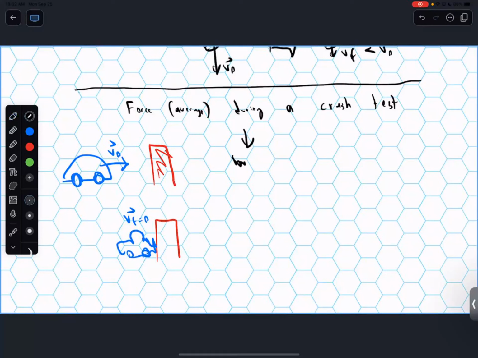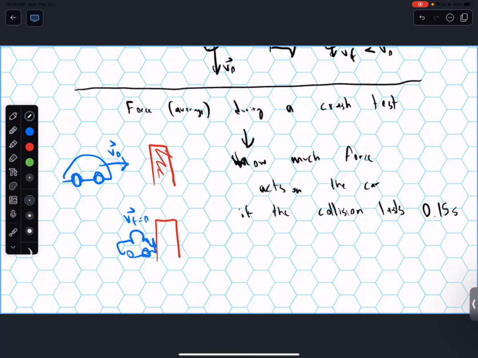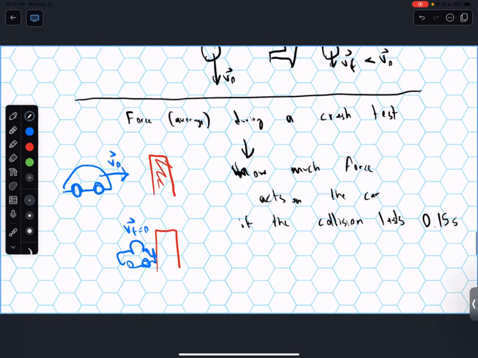Okay, so the question I want to ask is, how much force acts on the car if the collision lasts around, let's say, 0.15 seconds? So a super, super fast collision in the grand scheme of things. Let's fill out some realistic numbers. Before the collision, let's say v naught is 10 meters per second, which I think is realistic, and we'll say that's in the x hat direction.